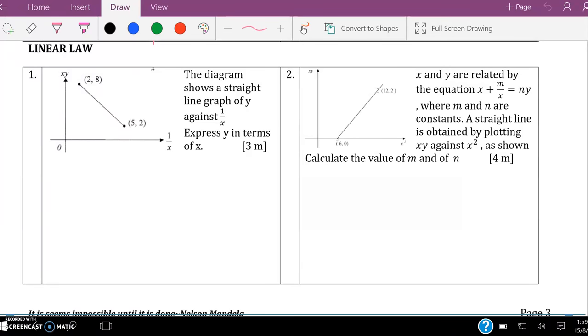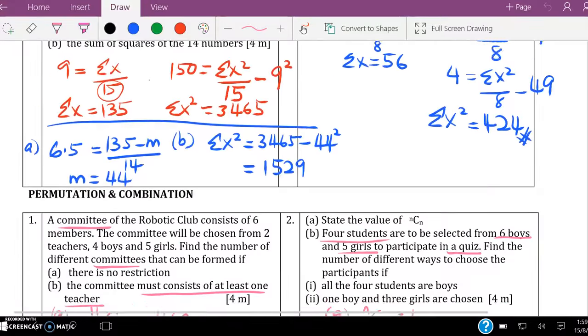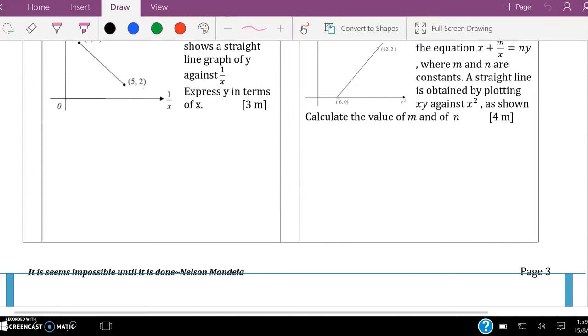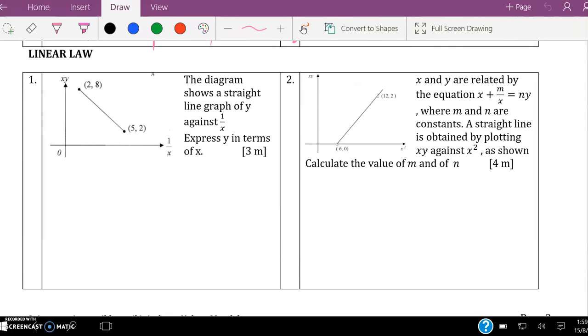Hi, this is a continuation of the video clip for Module I Care You Paper 1 Set 1. We're going to look at linear law now.